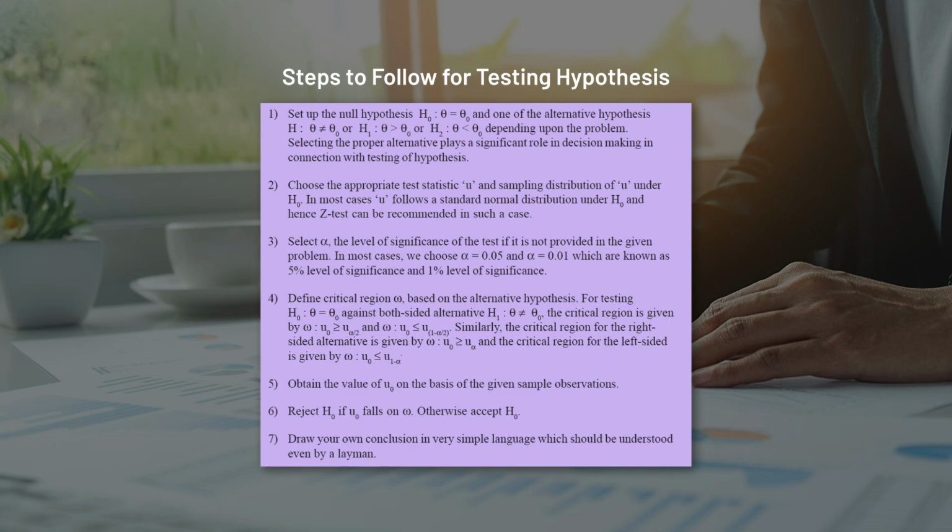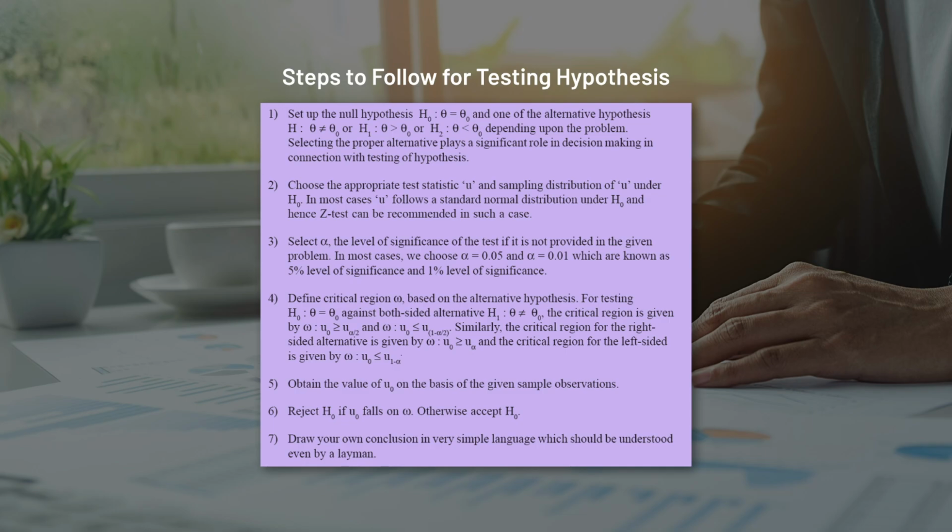Choose the appropriate test statistic, mu, and the sampling distribution of mu under the null hypothesis. In most cases, you follow the standard normal distribution under H0, and hence the Z test can be recommended in such a case. So select alpha, the level of significance of the test, if it is not provided in the given problem. In most cases, we choose alpha equals 0.05 and alpha equals 0.01, which are known as the 5% level of significance and the 1% level of significance. So this is step 3.